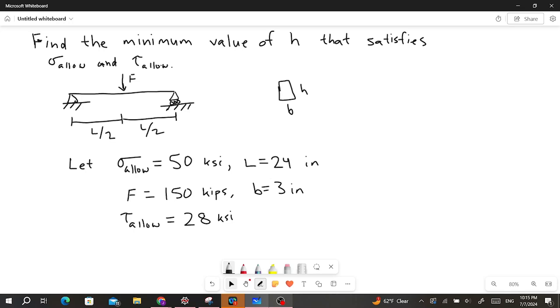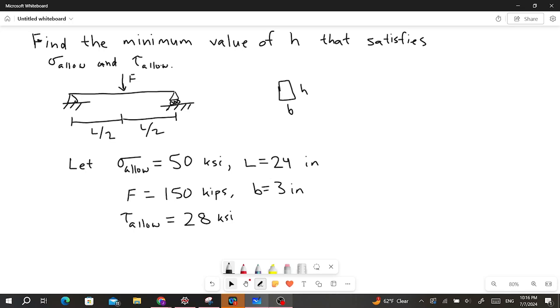We need to figure out what the other dimension has to be in order to make sure that this beam will be able to support the load F. Okay, so what we have here, we're going to look for the minimum value of H that satisfies sigma allowable and tau allowable. So in other words, we need the minimum value of H that can support the force F, which is a point load at the center of this simply supported beam.